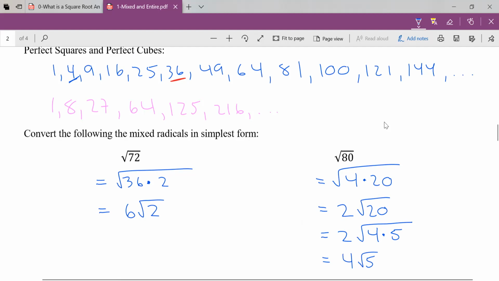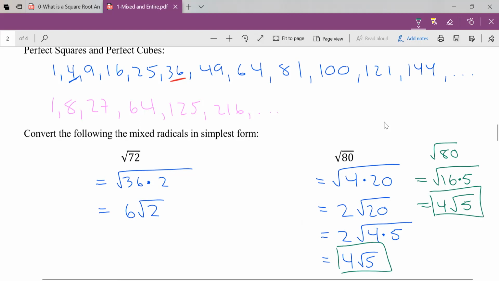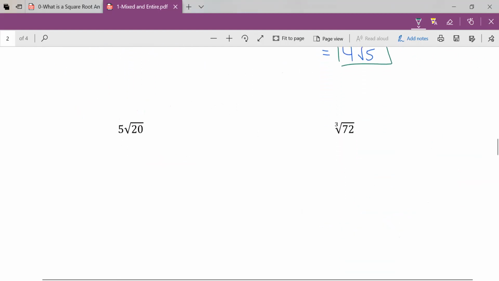Now, I did that one the long way. I'm going to do this one a different way. Let's do it right here. Square root of 80. Well, this time what I want to notice is that 16 is a factor of 80. 16 times 5. And the square root of 16 is 4. So guess what? It's really 4 root 5. What do you notice? We get the exact same answer both times. Isn't that neat? So 2 ways to do it. The quicker way is to always find the larger perfect square.